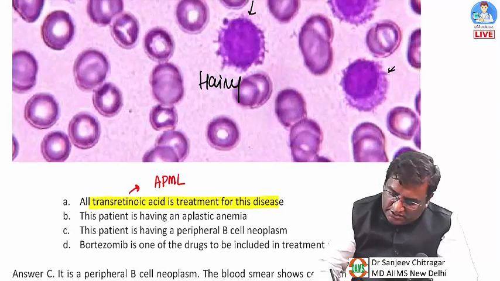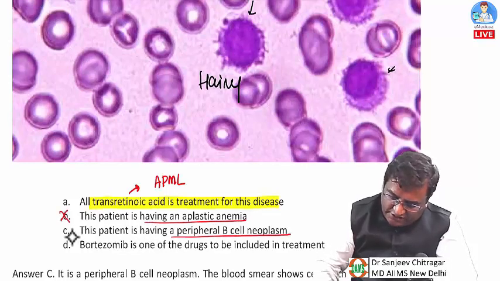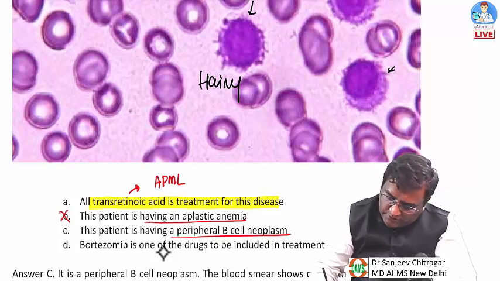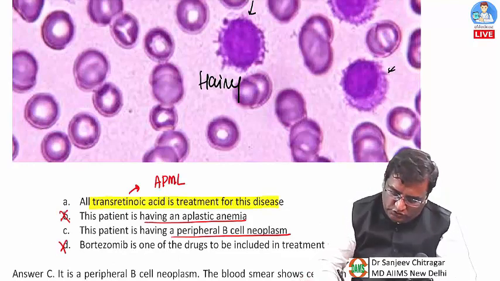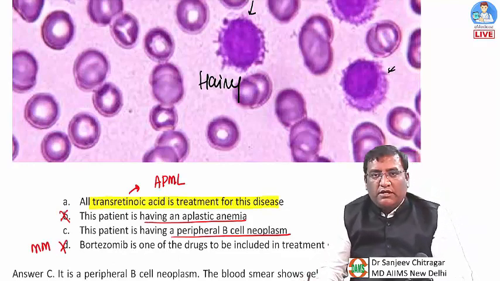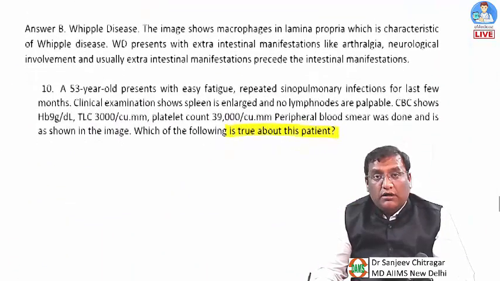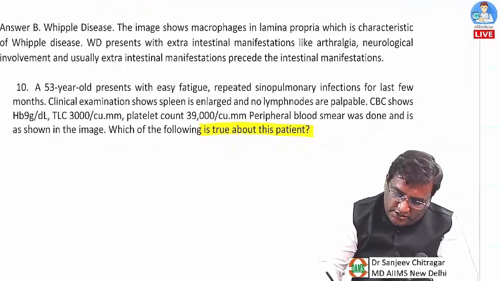The patient is having aplastic anemia? That is not the case. The patient is having a peripheral B-cell neoplasm. That will be the answer. Bortezomib is one of the treatments? That is not the case. Bortezomib is used in multiple myeloma. So let me look at the question then. If you have not made a diagnosis on the peripheral smear, look at the question.